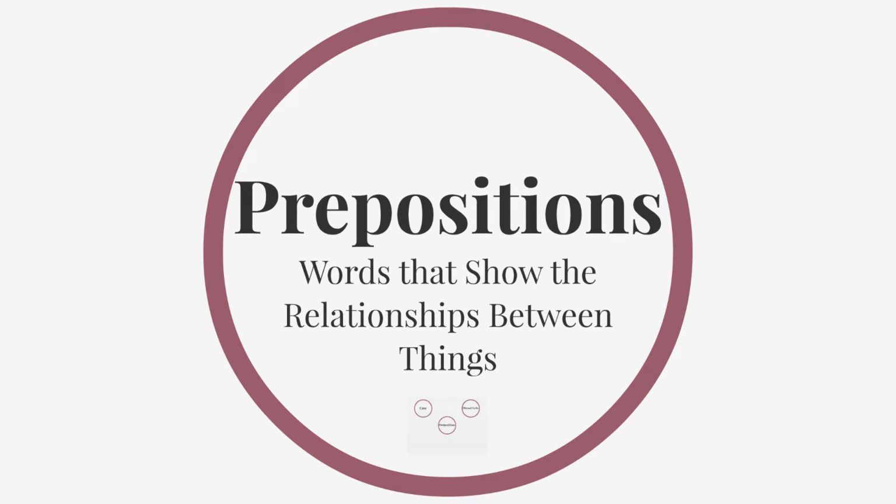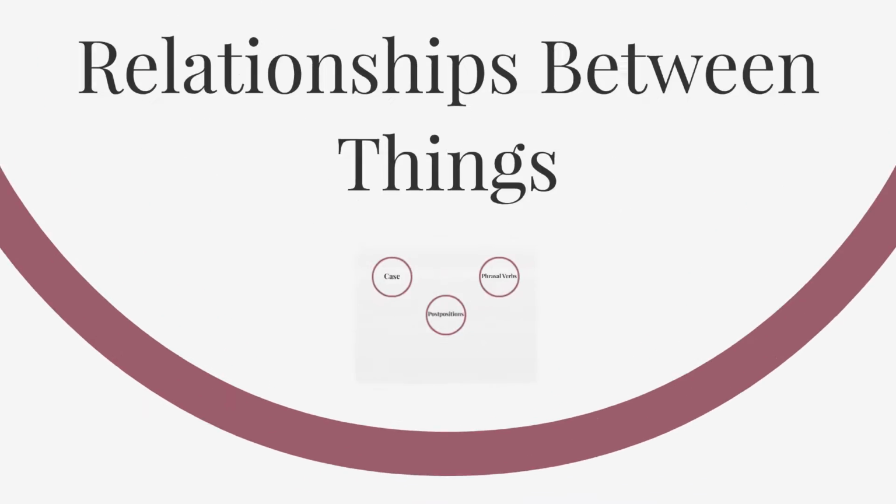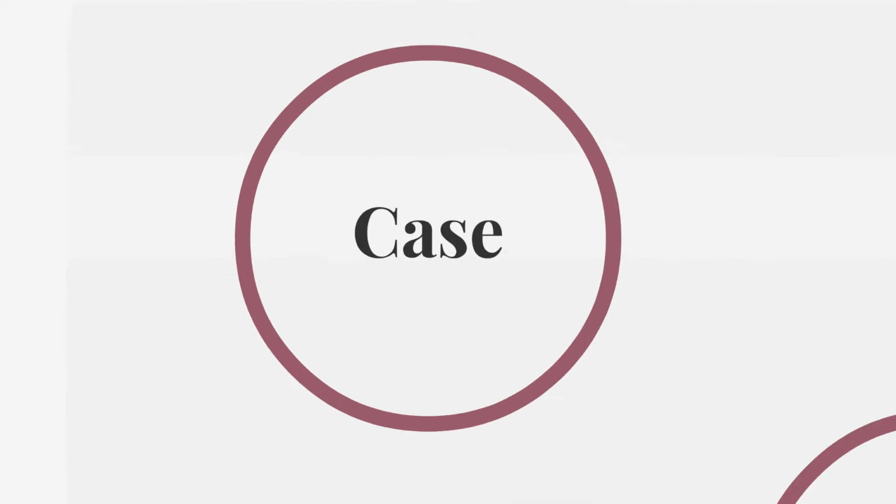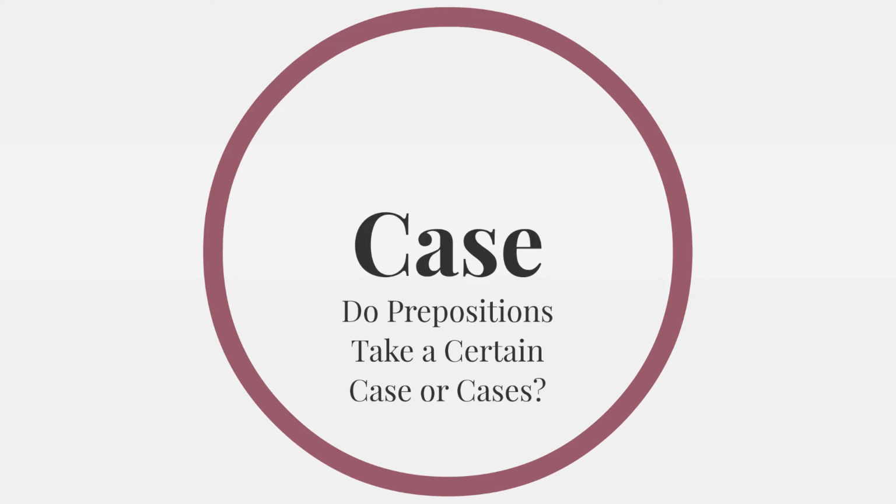Although prepositions themselves are usually classed as invariable, there are a few things we need to look out for in terms of how a language uses prepositions. The first is case. Do prepositions take a certain case or cases? In Indo-European languages like Latin, German, and Russian, different prepositions will be followed by different cases. In Arabic, on the other hand, all prepositions are followed by the genitive case.